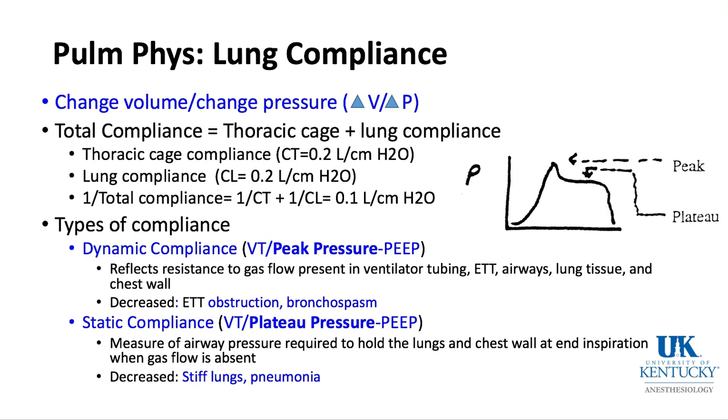When we look at the compliance of the thoracic system, it's made up of the thoracic cage plus the lung combined. And each of those compliances can be defined separately, where the thoracic cage compliance is about 200 mils per centimeter of water. The lung is about 200 mils per centimeter of water. But when we add compliances, it's done in parallel rather than series. So 1 over the thoracic cage plus 1 over the lung compliance, with the total compliance of the system being about 100 mils per centimeter of water.